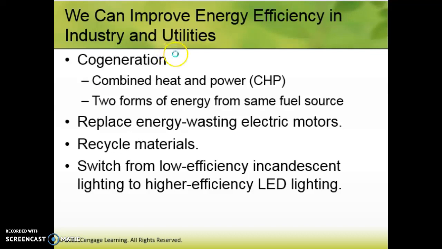So we're producing two forms of energy from the same fuel source, which is definitely going to improve efficiency because you're getting more bang for your buck. Replace energy wasting electric motors, so Energy Star appliances, things like that. Replace our old appliances. Recycle materials, of course, e-waste we need to recycle. Switch from low efficiency incandescent lighting to higher efficiency LED lighting, improving our light bulbs and all of those types of things.